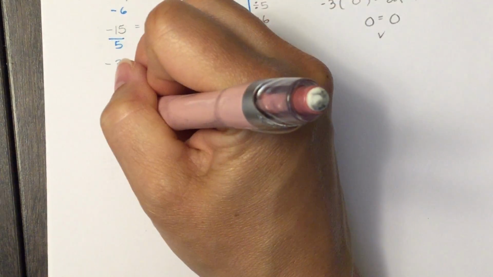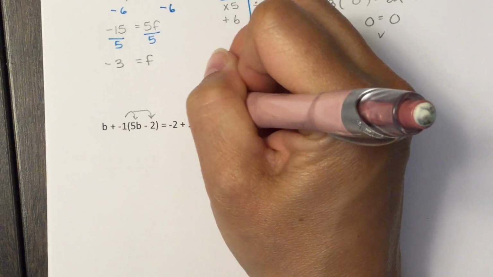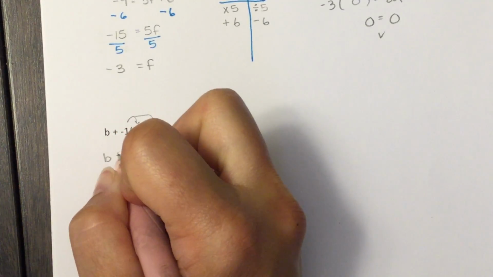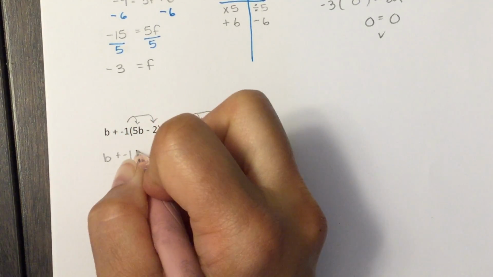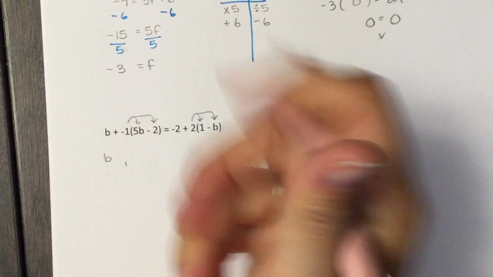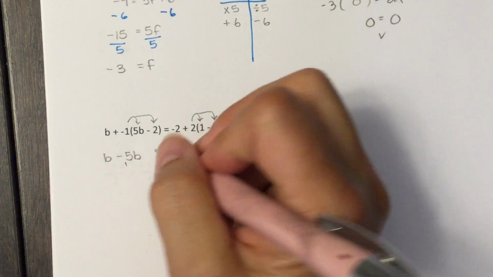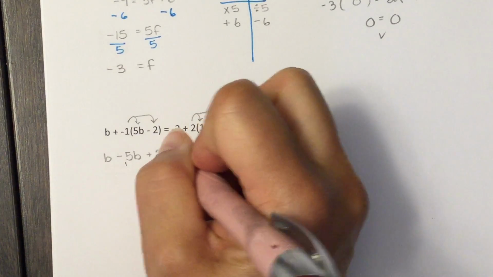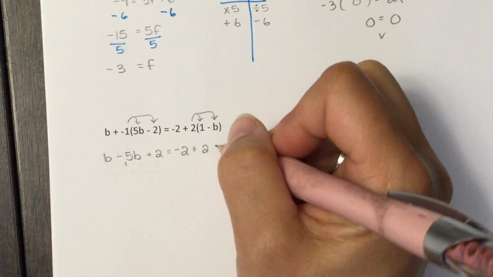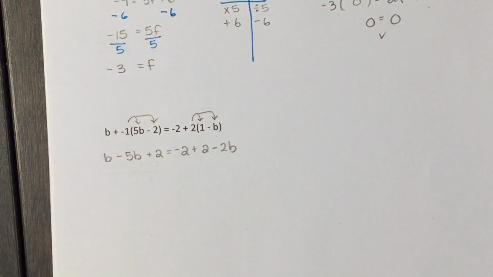The first thing I'm going to do is distribute the 1 to everything inside the brackets. So I'm going to have b plus minus 1 times 5b will be negative 5b. Minus 1 times minus 2 will be plus 2. Equals minus 2 plus 2. 2 times 1 is 2. 2 times negative b is negative 2b.